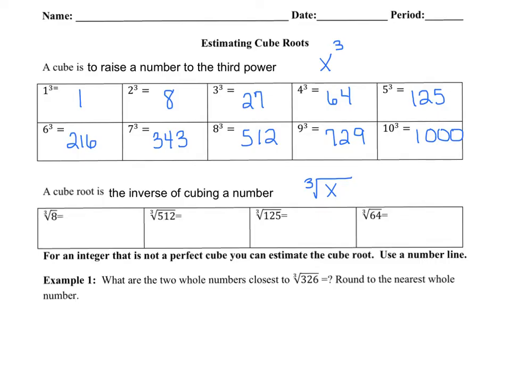So let's recall, we have the cube root of 8, and the cube root of 8 is equal to 2, because 2 to the third equals 8. We have the cube root of 512, which equals 8, because 8 to the third power is equal to 512. We have the cube root of 125, which equals 5, because 5 times 5 times 5 equals 125. And then we have the cube root of 64, which equals 4, because 4 to the third power equals 64. So let's now estimate some cube roots.